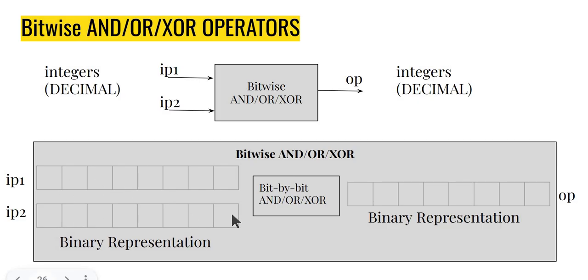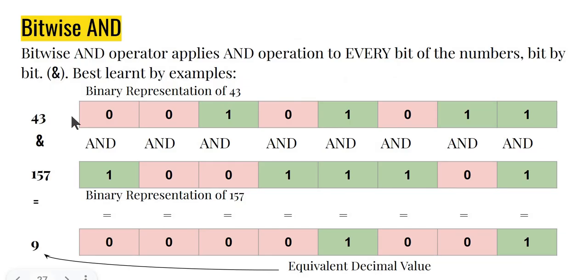Now, having done this, depending on what we are doing, AND or XOR, in case of AND, we will do bit by bit AND. So bit AND between these two bits, between these two bits, and so on, which means that at the end of this, we will again get a binary number with the same number of bits as the inputs. However, the function will not return the binary representation. In fact, the function will again give us the equivalent decimal value. That's why I've said integers in decimal, and again, output is also an integer in decimal. Now, this is best understood with an example. Let's say I was to do a bitwise AND between 43 and 157.